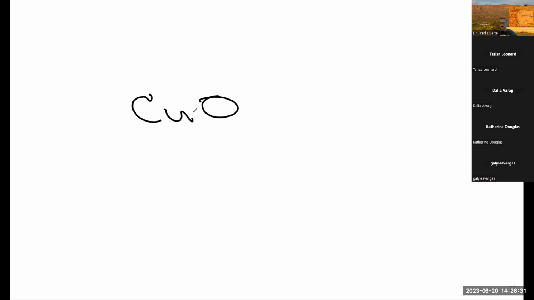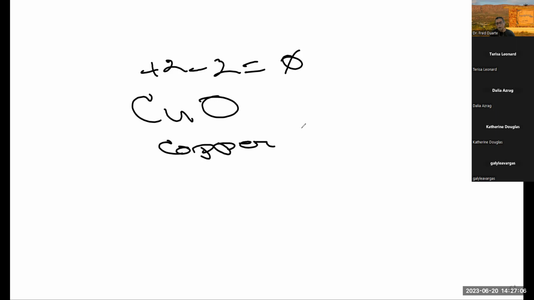Okay. Again, we know that oxygen is a -2. So what must copper be? What is the oxidation state of copper when it's bonded to one oxygen? 2. Exactly. It has to be +2. So that means that if we were going to write the name out, we would say copper, Roman numeral 2 in parentheses, oxide. And that is the name of copper(II) oxide.